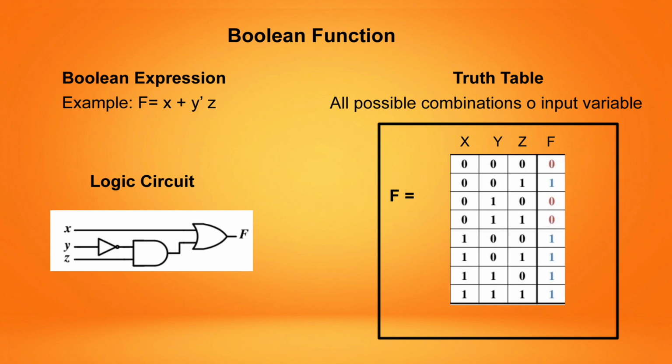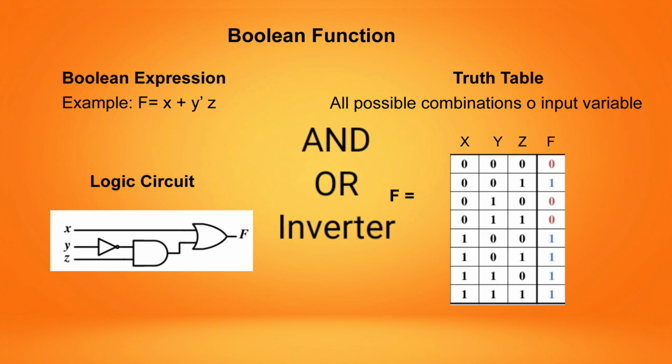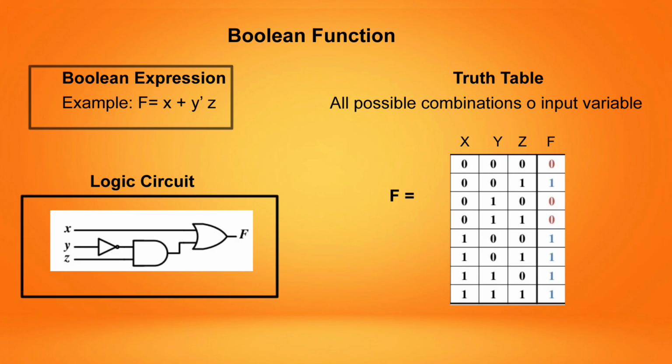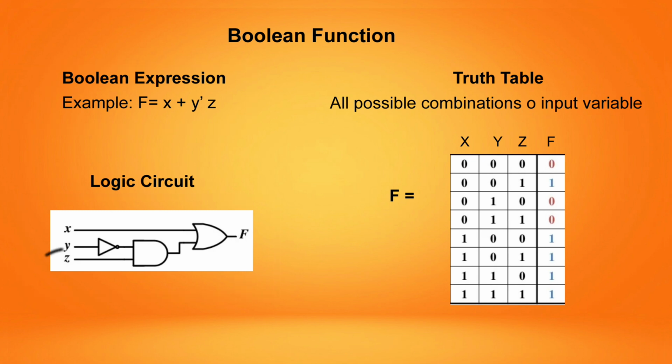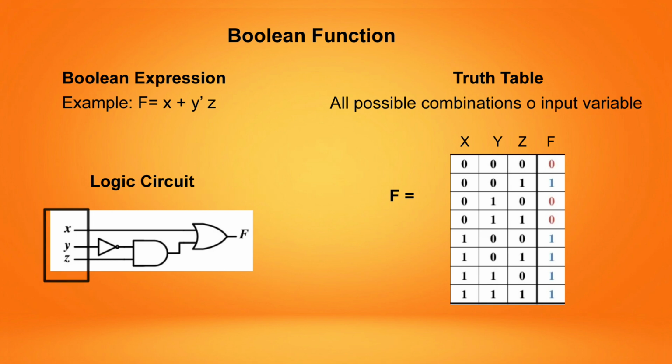A Boolean function can be transformed from an algebraic expression into a logic diagram, composed of AND, OR and inverter gates. The logic diagram for f is shown in the figure. There is an inverter for input y to generate its complement y dash. There is an AND gate for the term y dash z and an OR gate is used to combine the two terms. In a logic diagram, the variables of the function are taken to be the input of the circuit and the variable symbol of the function is taken as the output of the circuit.